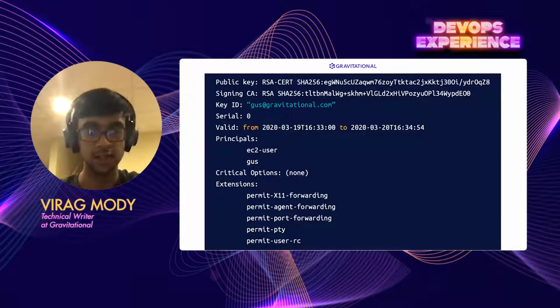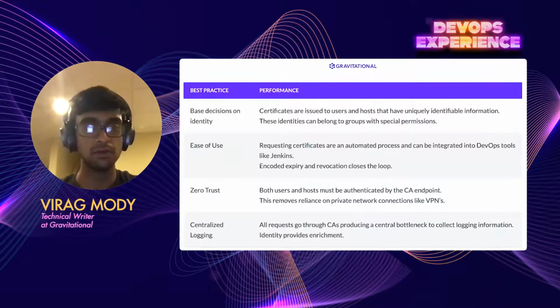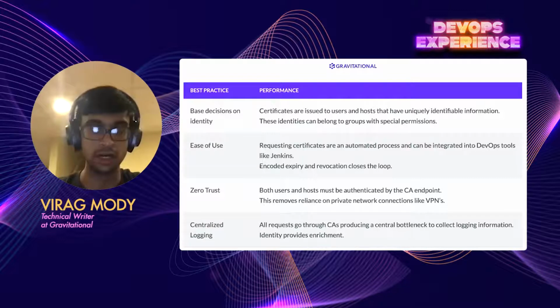Extensions just either permit or revoke certain privileges. On the screen right now, we have 5 permissions. Any of them can be revoked, so you have this permutation of possibilities available to you. So let's actually evaluate this certificate against the 4 principles that we discussed earlier.